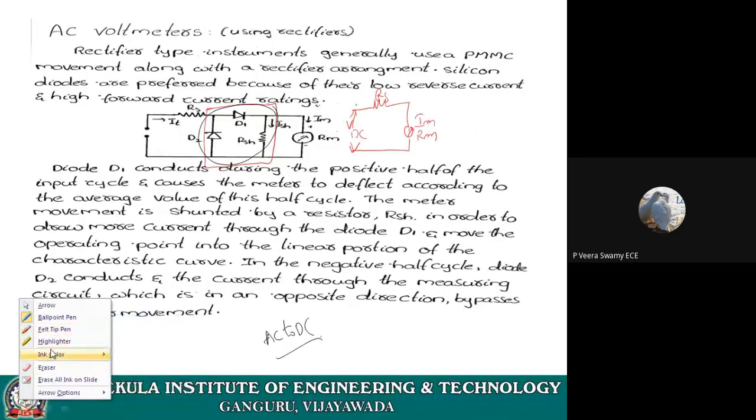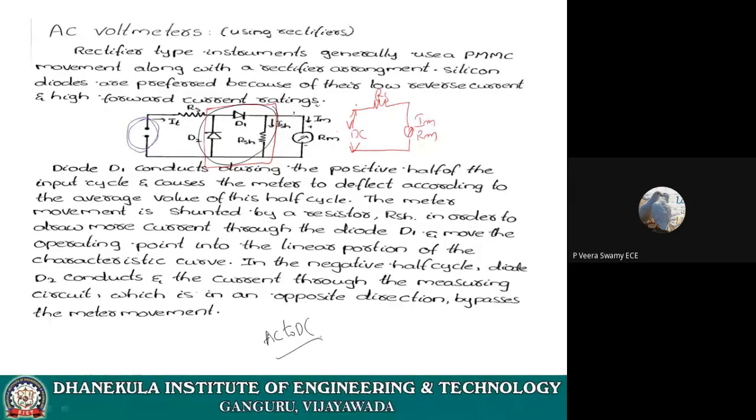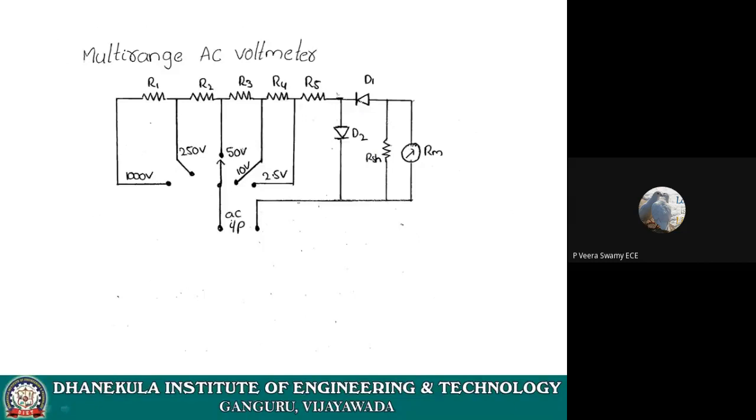Whatever the content you are applying here, you have to convert it into DC. Why? Because this D'Arsonval movement meter is able to measure only DC content. That means you have to convert it into DC. So this is an AC voltmeter using rectifiers. And this is a multi-range voltmeter.